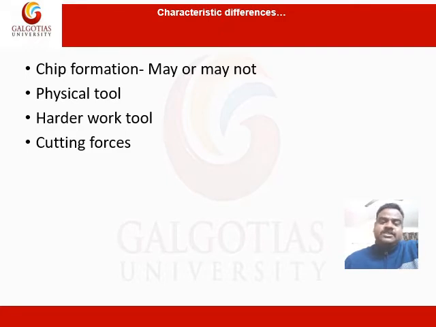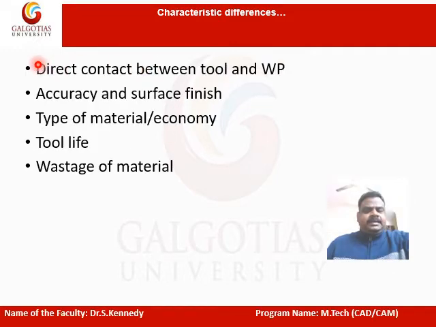We will also look at some of the other differences. In a conventional machining process, there exists direct contact between tool and workpiece all the time. But in an advanced machining process, it is not necessary that the tool and workpiece be in contact with each other. In conventional machining, the accuracy and surface finish are lower, whereas advanced machining processes can achieve machining dimensions with high accuracy and high surface finish.